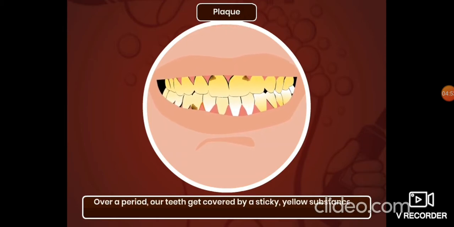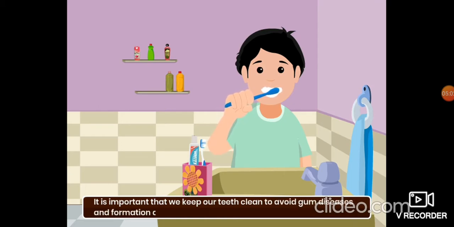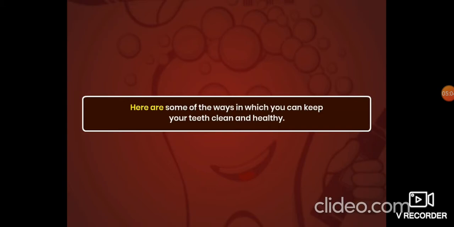Over a period, our teeth get covered by a sticky yellow substance. It is important that we keep our teeth clean to avoid gum diseases and the formation of plaque. Here are some of the ways in which you can keep your teeth clean and healthy.